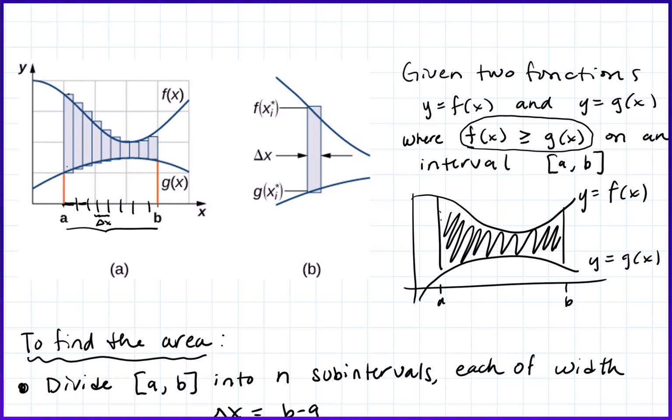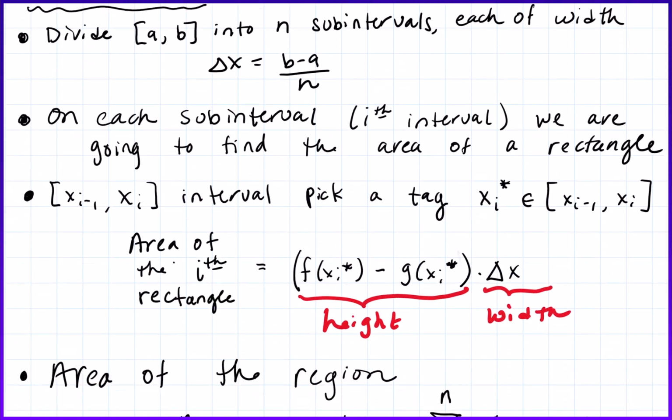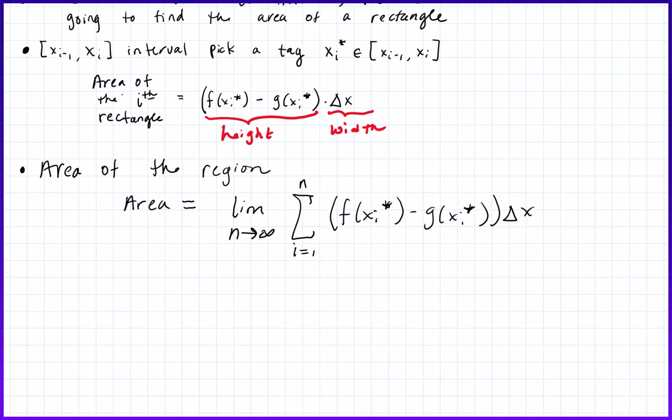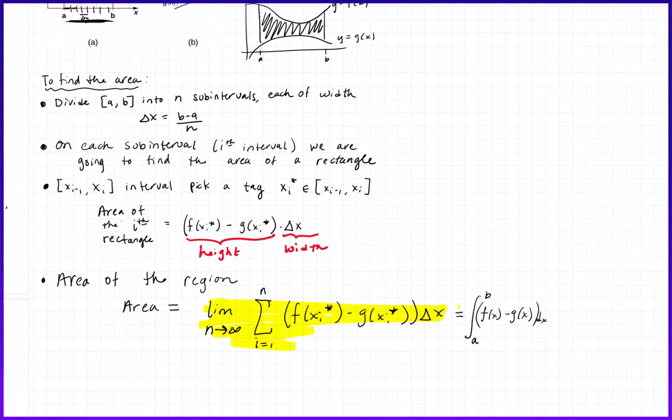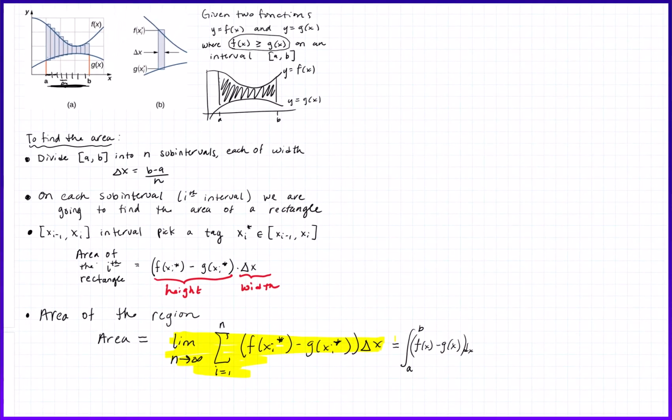Let me get rid of some of my drawings here. And so that's what we do. We let the number of divisions down here from a to b go to infinity, shrinking that delta x right down, and that gives us the area of the region between f of x and g of x. But more importantly, this is the definition of a definite integral. This is how we defined the definite integral. So this is actually equal to the integral from a to b of f of x minus g of x dx. And that is where our formula for the area between two curves, where f of x is greater than g of x, comes from. So that's the development of the formula.